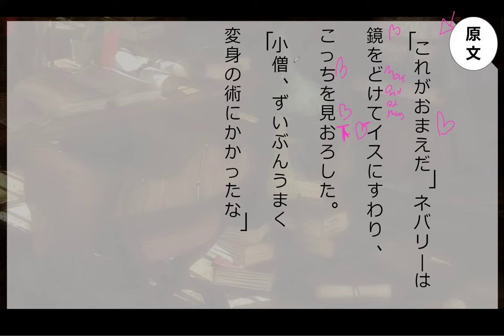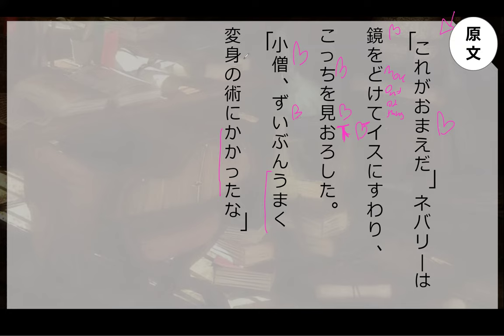And now he's speaking. He's saying, Kozo, boy, zuibun umaku. Umaku, from umai, meaning good. And this umaku is describing, it's an adverb, so it describes a verb of some sort. Zuibun is completely, all of it.